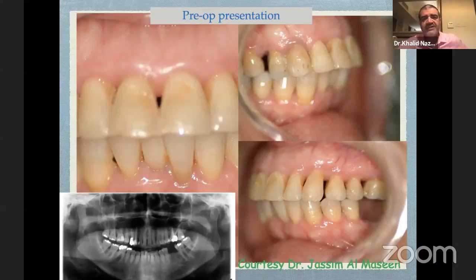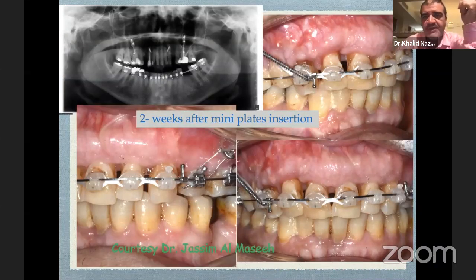And this patient needed also bone grafting and needed periodontal surgery. So the decision was, this is a case of one of my colleagues who is a senior consultant in periodontics, Dr. Jassim Abdel Masih or Al Masih. And this is a very, very nice case, but he just combined periodontal surgery, periodontal bone grafting with mini plates all at the same time.